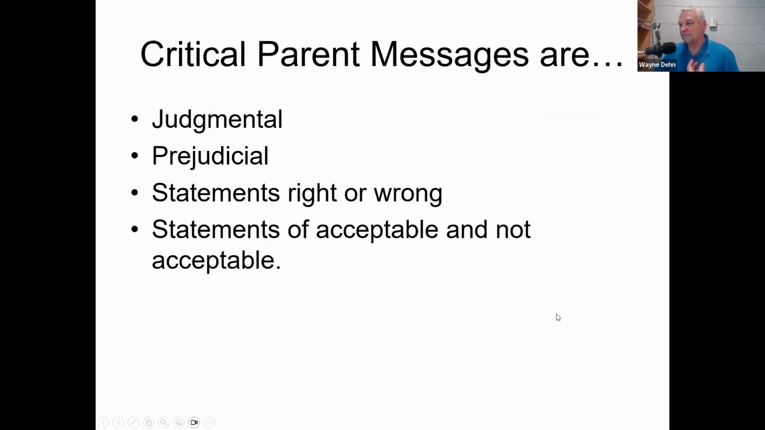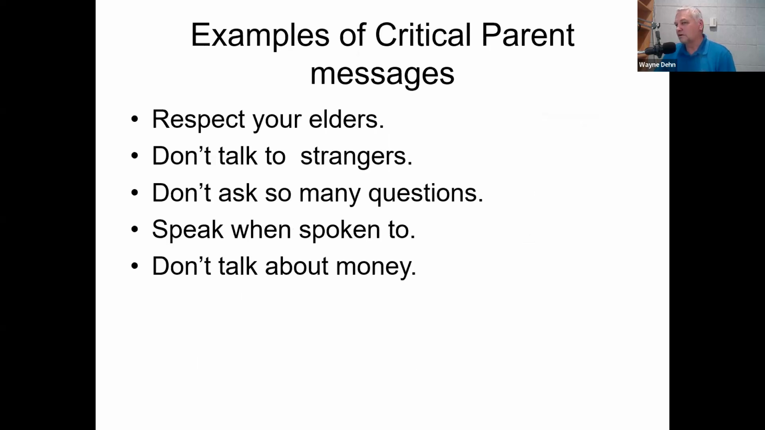Critical parent messages: there's two types of parent, critical parent and nurturing parent. And go back to the slide: the judgmental, prejudicial statements of right or wrong, statements of what's acceptable and not acceptable, those are critical parent messages. They can be like, respect your elders, don't talk to strangers, don't ask so many questions, speak only when spoken to, don't talk about money. These are examples of critical parent messages that might have influenced you early in life that are now maybe with you as you go through life later on.